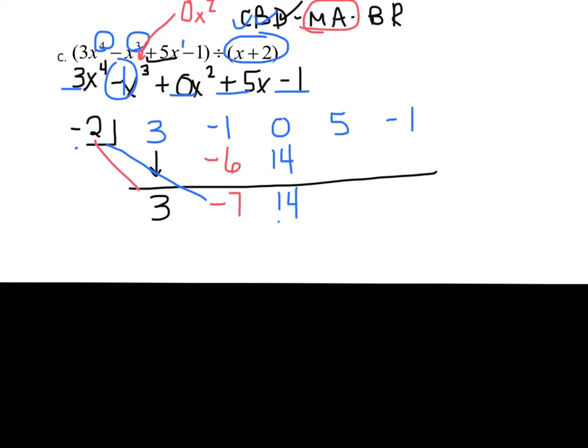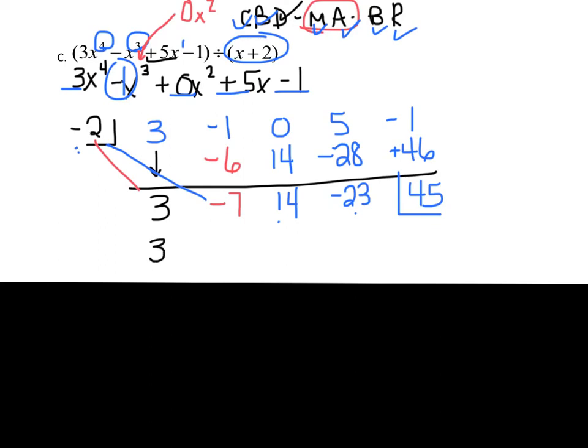Negative 2 times 14 is negative 28. 5 minus 28 is negative 23. And last, negative 2 times negative 23 is positive 46. And when we do negative 1 plus 46, we get 45. So we've taken care of multiplying and adding. We will draw a box around the last number. That's our remainder.